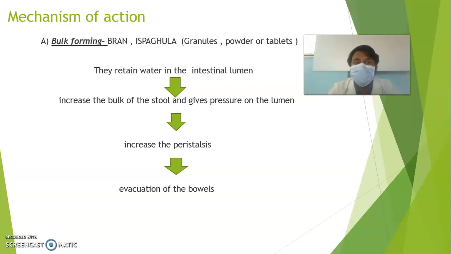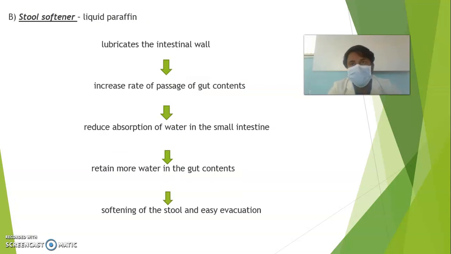Right. The first one is bulk forming, and we'll take an example, that is Ispagula. These come in various formulations such as granules, powders, or tablets. What they will do is retain the water in the intestinal lumen. Since the water is retained, what will happen? The bulk of the stool gives more pressure on the lumen. Okay. Now the stool was hard, right? If the retention of the water is there, the stool automatically becomes softer and a little bit heavier. Then it will give pressure on the lumen. So it will increase the peristaltic movement, so that there will be easy evacuation of the bowels, right?